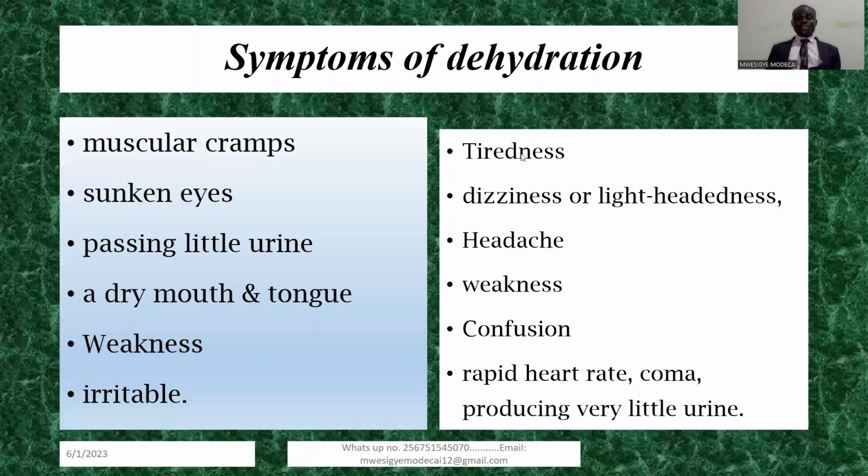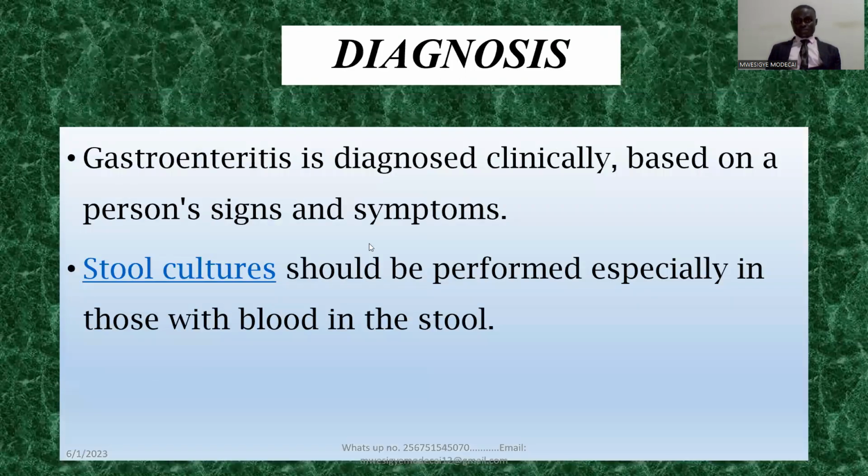In addition to that, people also have signs of dehydration, and some of these signs of dehydration which can appear in a person with gastroenteritis are muscular cramps, sunken eyes, passing little urine, which you call oliguria. There is a dry mouth and tongue, weakness, irritability, tiredness, dizziness or lightheadedness, headache, confusion, rapid heart rate, coma, even producing little urine. How do we diagnose this condition?